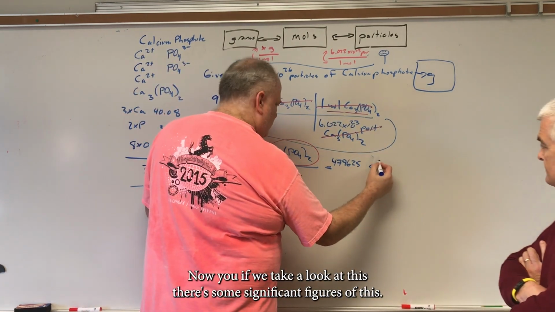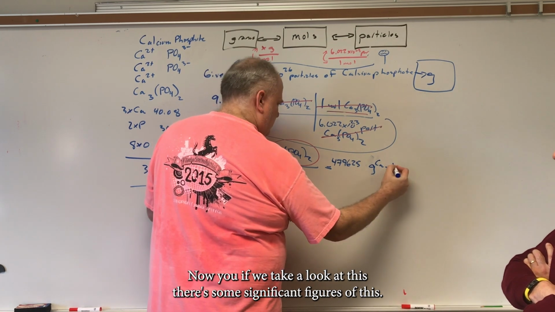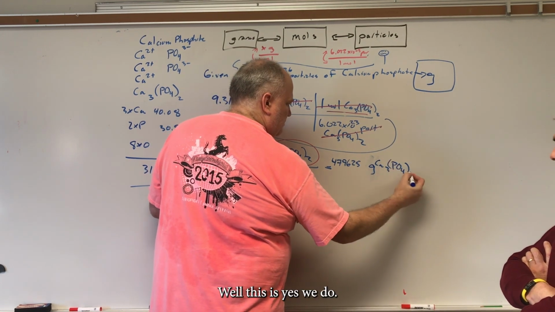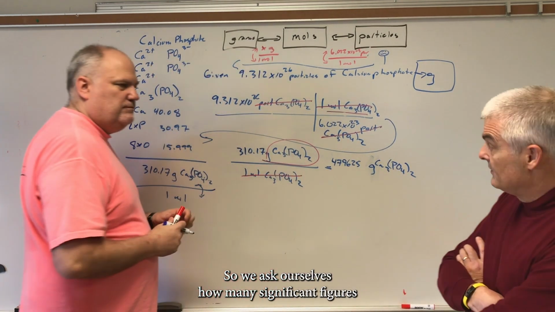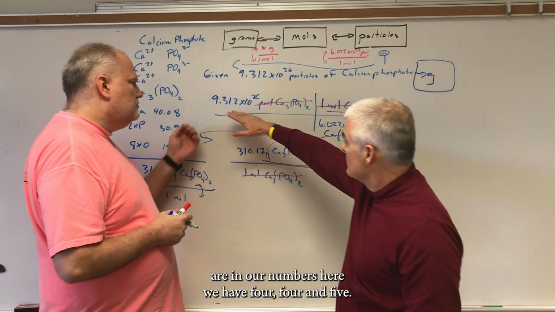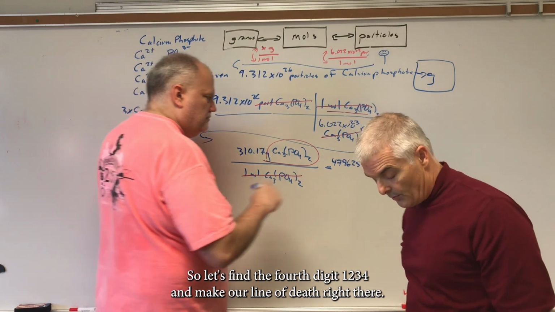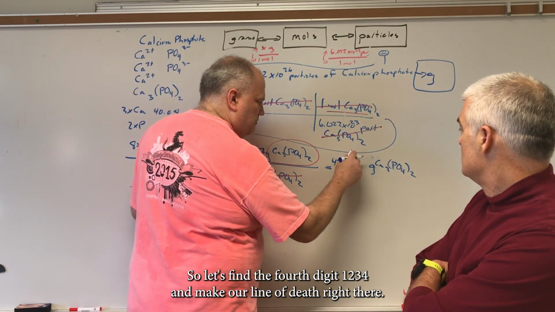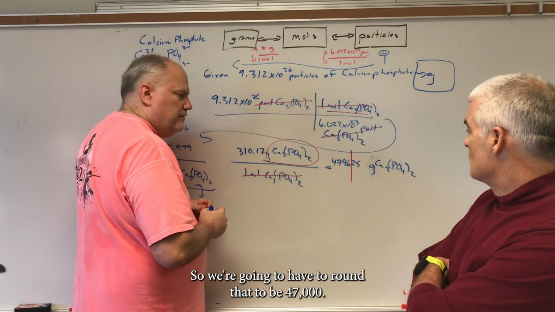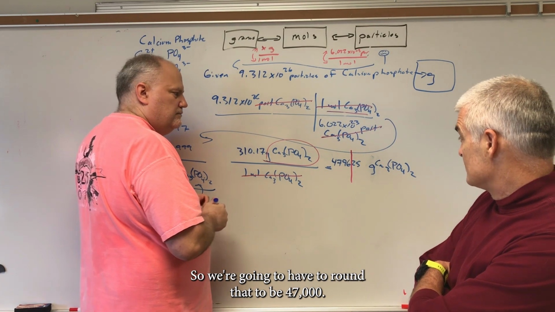Now, if we take a look at this, there's some significant figure issues with this, right? What do you suggest we do? So we ask ourselves how many significant figures are in our numbers. Here we have 4, 4, and 5, so we're gonna go with 4. So let's find the 4th digit. 1, 2, 3, 4, we're gonna make our line of death right there. So we're gonna have to round.